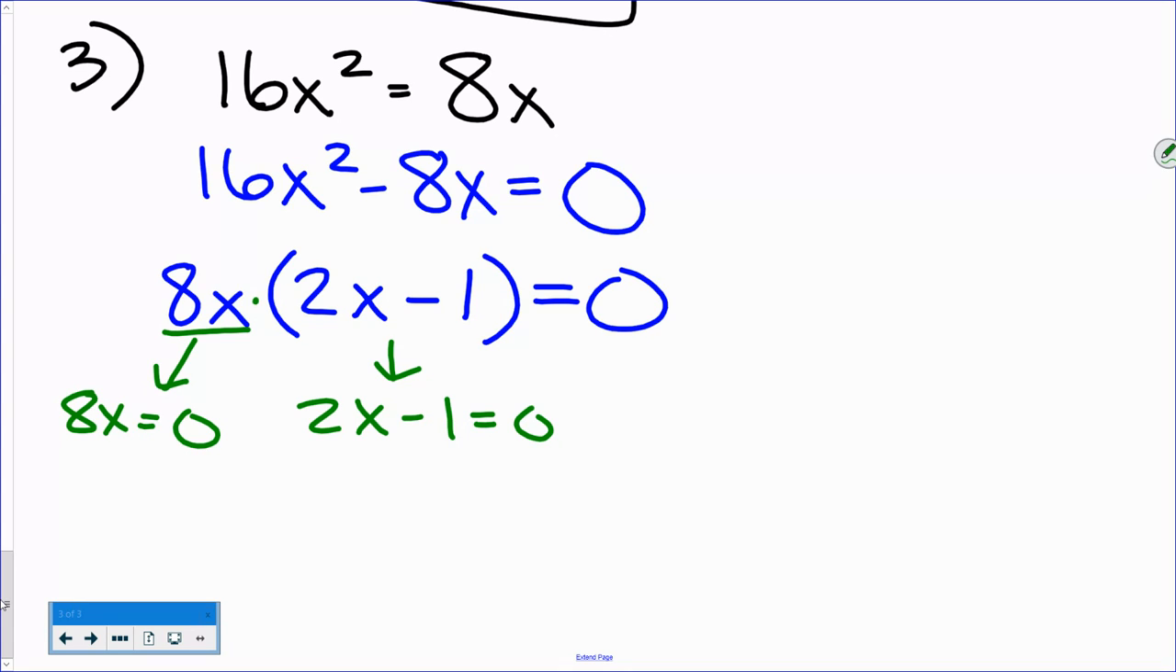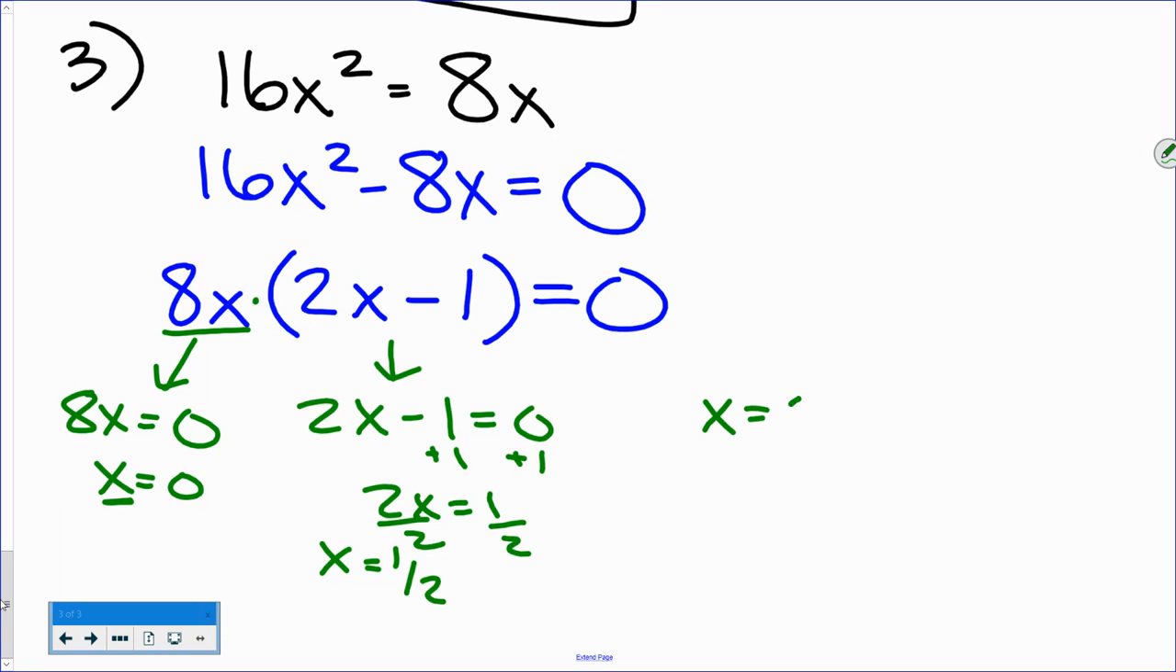So if x is 0, well, 8 times 0 is 0, and then 0 times what's in my parentheses would still make it 0. So everywhere I have one of my variables being multiplied, I have to set that equal to 0. This one I'll go ahead and add 1, divide by 2, so then I'll get 1/2. So my two solutions would be 0 and 1/2.